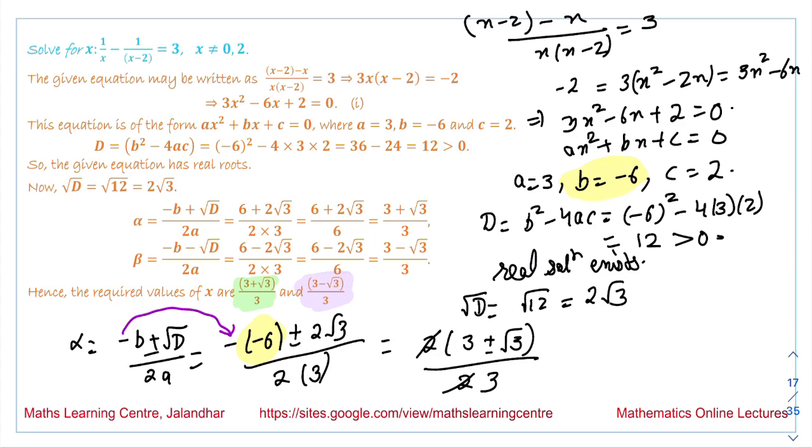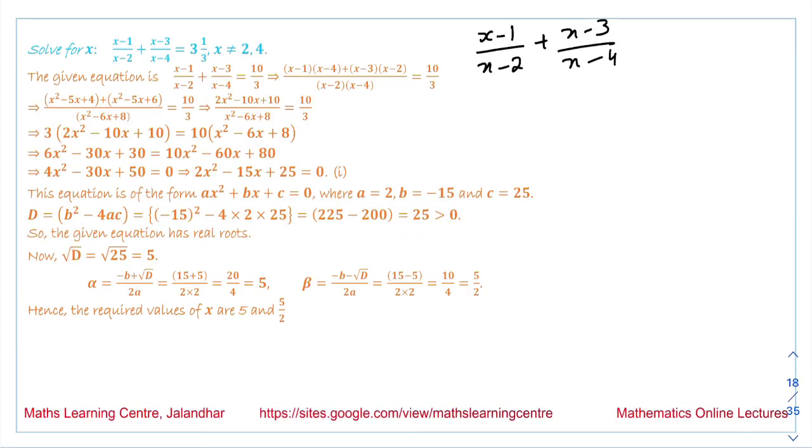Now next this equation is given to us and it is x minus 1 over x minus 2 plus x minus 3 over x minus 4, that is equal to 3 whole 1 by 3, that is 10 by 3. So if we take LCM over here, this is shown over here, it is x minus 1 into x minus 4. This term is multiplied over here, this term is multiplied over here, and the LCM we have is x minus 2 into x minus 4, and on solving this equation will come into this form.